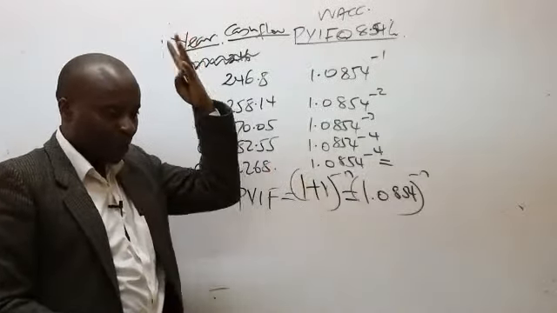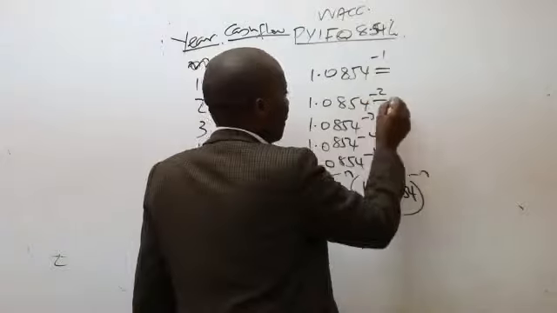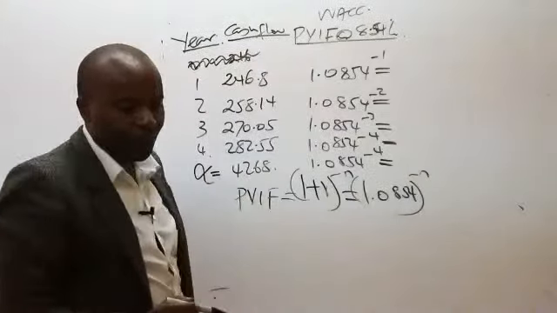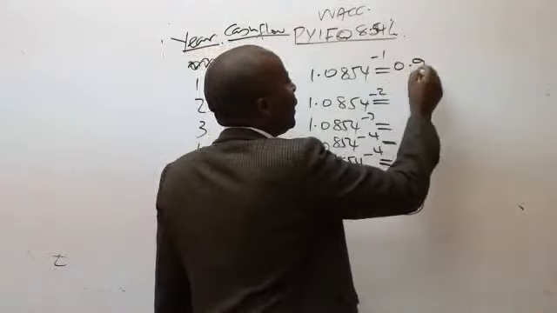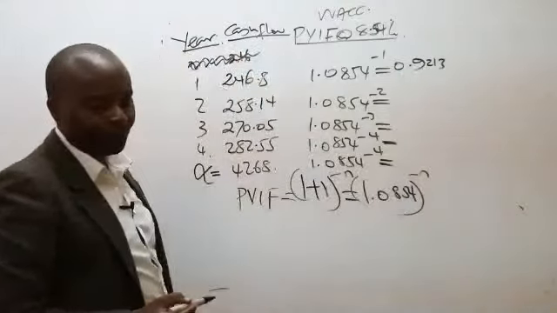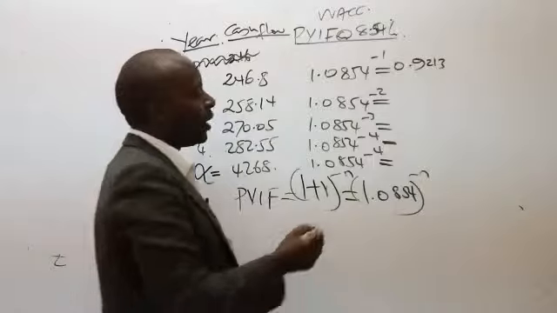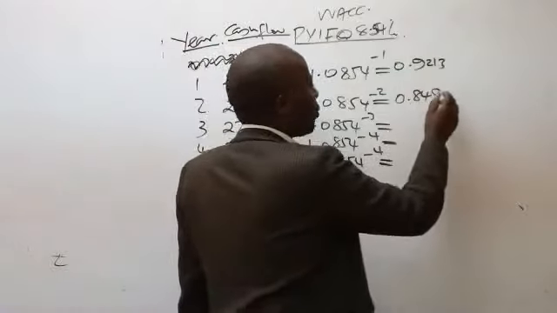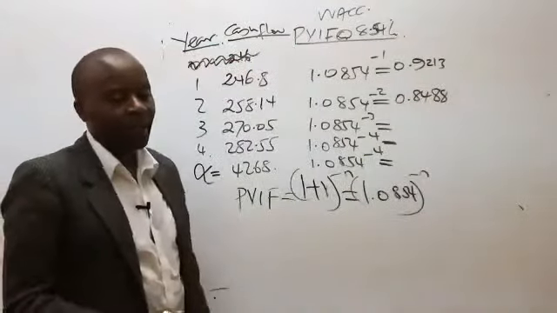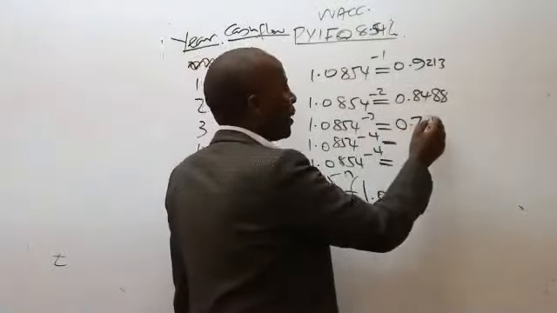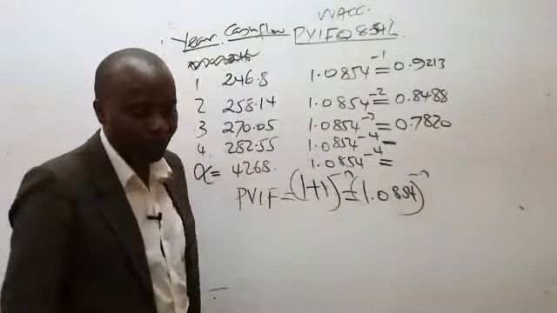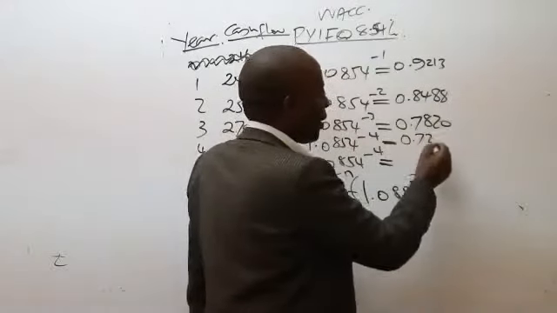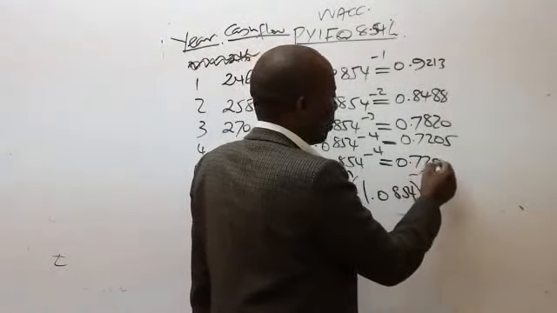For these PVIFs, could you kindly give me the figures to four decimal places? Alice gives me 0.9213. Thank you. Dahir has gone ahead to give me the second figure of 0.8488. Go to the next one, ladies and gentlemen: 0.7820. Then 0.7205.